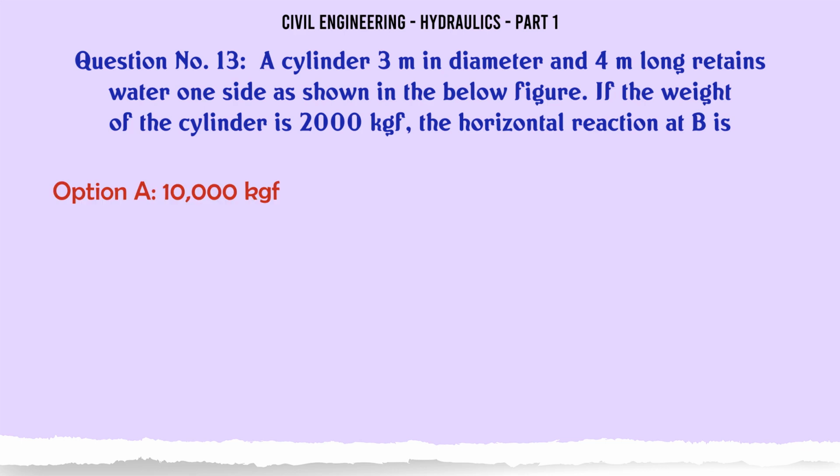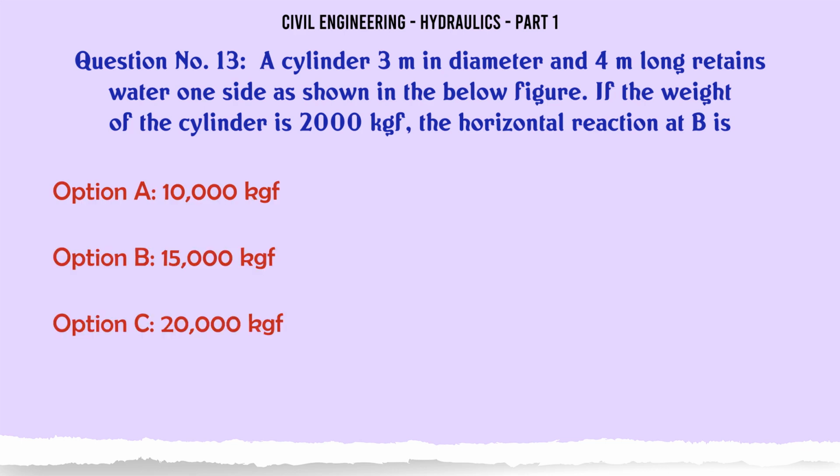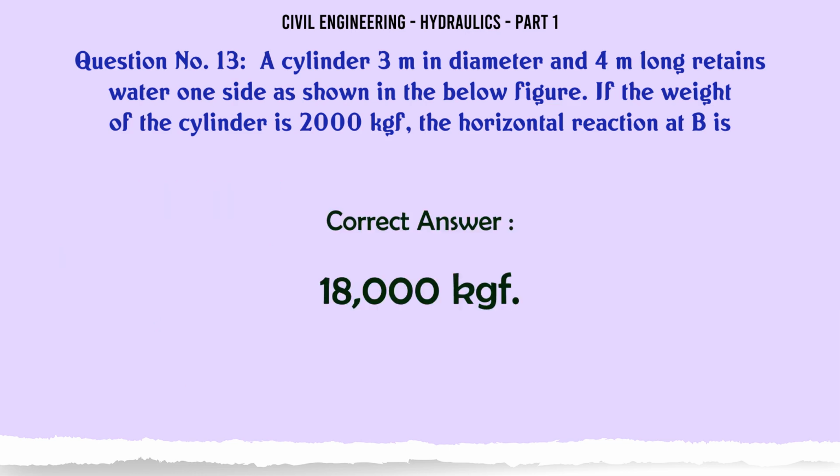A cylinder 3 m in diameter and 4 m long retains water on one side as shown in the below figure. If the weight of the cylinder is 2000 kgf, the horizontal reaction at B is: A. 10,000 kgf, B. 15,000 kgf, C. 20,000 kgf, D. 18,000 kgf. The correct answer is 18,000 kgf.